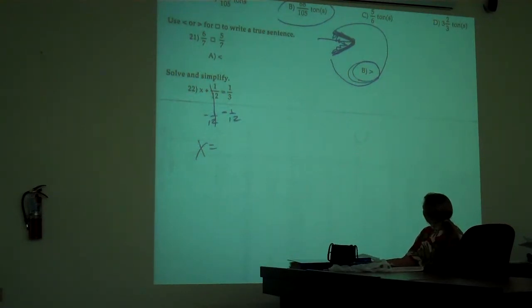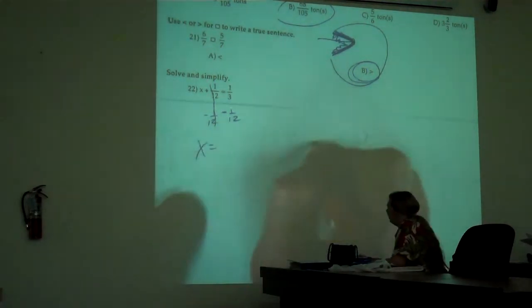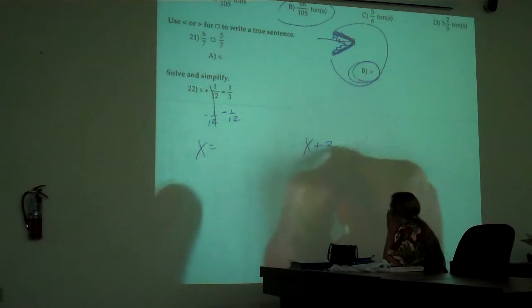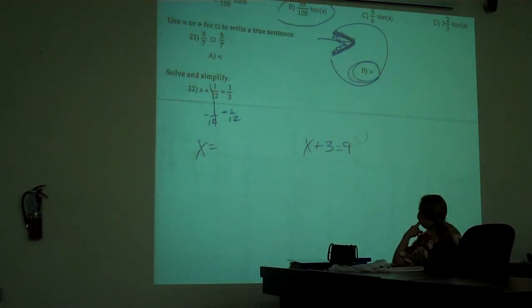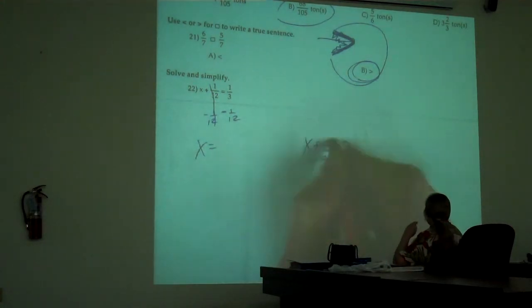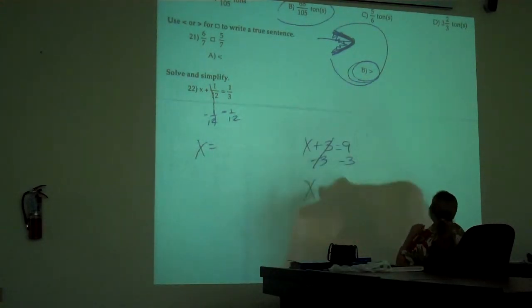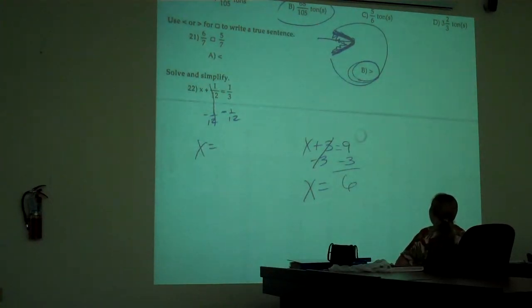So we need to do 1/3 minus 1/12. Because let's do a simple one here. If we had x plus 3 equals 9, what was it before we added 3? It was 6. It was 6 before we added 3. So if we take that 3 back away, okay, 9 minus 3 is 6. So x would be 6.